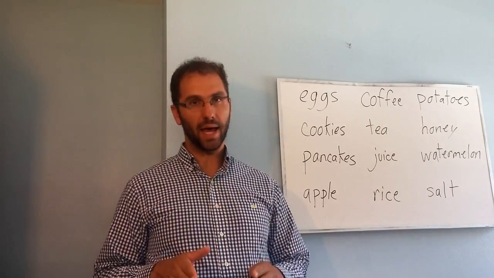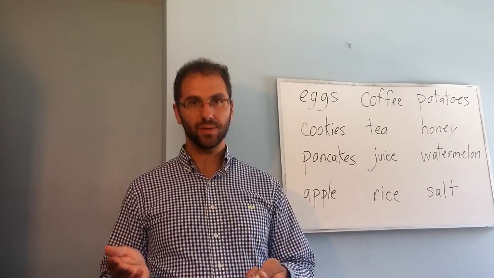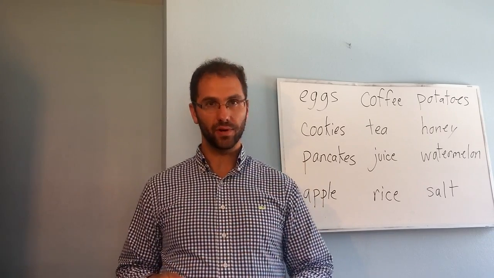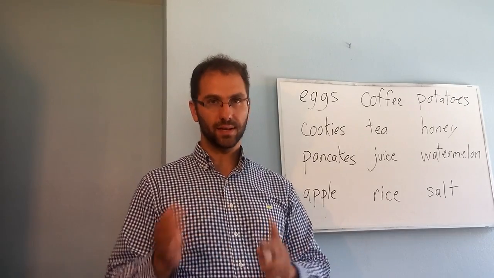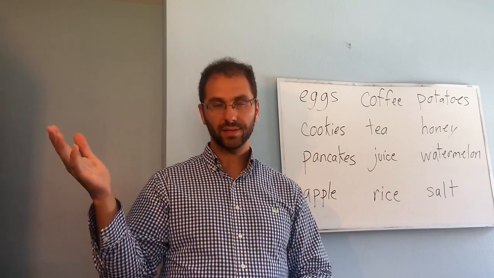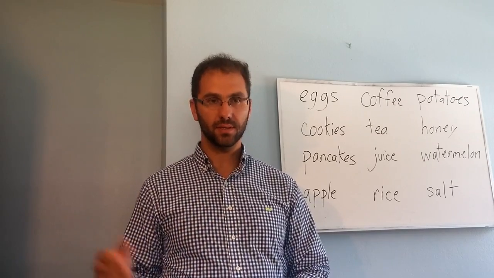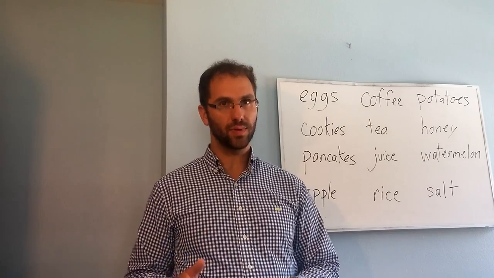So here we're going to have an exercise to determine what is a countable and a non-countable noun from the words listed over here. Now the first word is eggs. So you could have a dozen of eggs, you could have a half dozen of eggs. So that's 12 eggs in a dozen and 6 in a half a dozen. And you could individually count each one. That's why it makes it a countable noun.